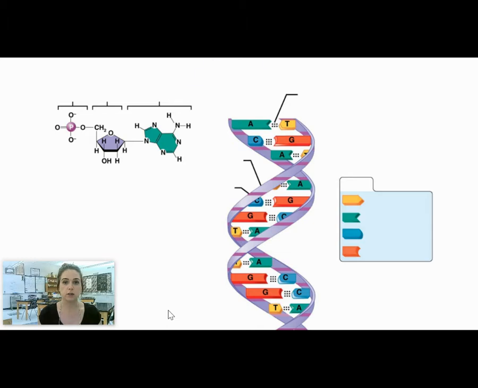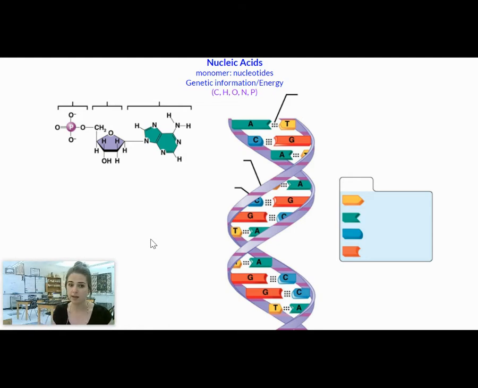This last group here is the nucleic acids. The monomer of nucleic acids are nucleotides, which one is pictured right here. They are really important for genetic information, transferring that information to make proteins, and ATP is technically a nucleic acid, so it's used for energy as well. The atoms that you would find in nucleic acids include carbon, hydrogen, oxygen, nitrogen, and phosphorus. You can see that right here.